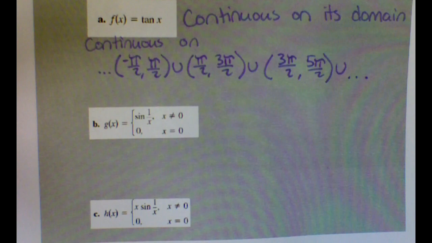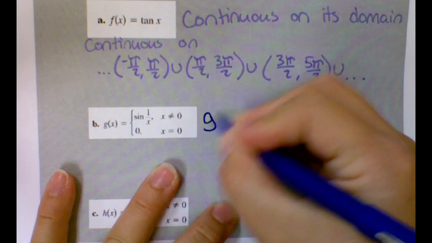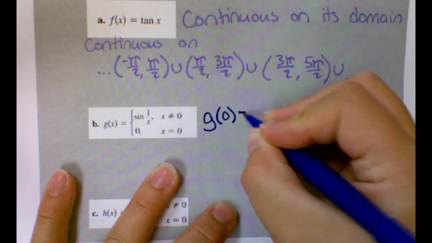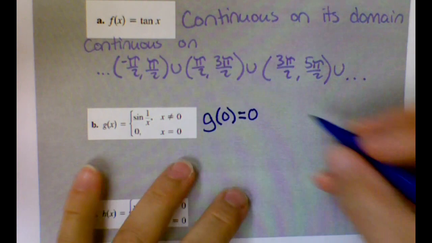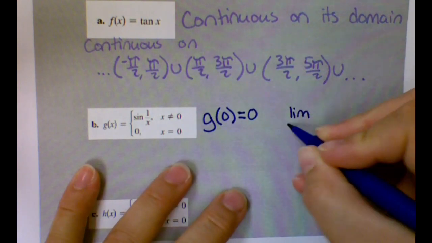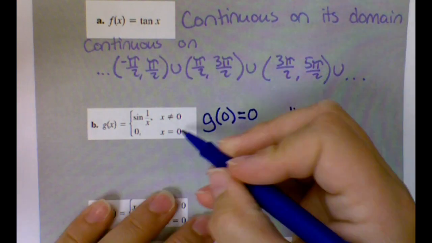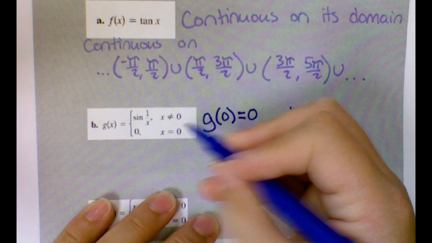Well, yeah. We test for continuity with 3 things, right? We test for, does g of 0 exist? Well, it does. It's 0. Then we test the limit, the limit as x approaches 0. I know 0 is the potential issue because that's where it switches.